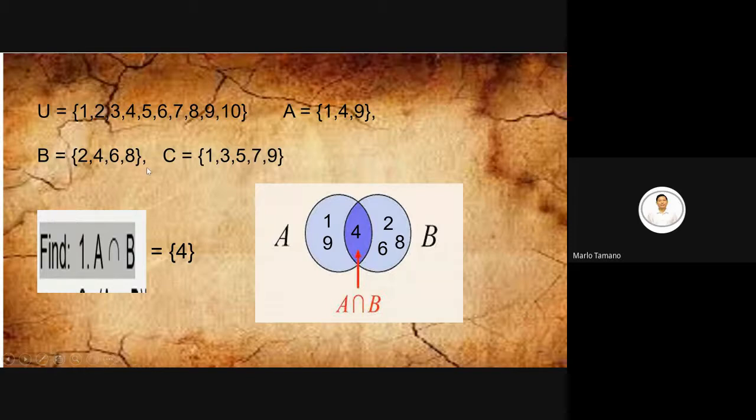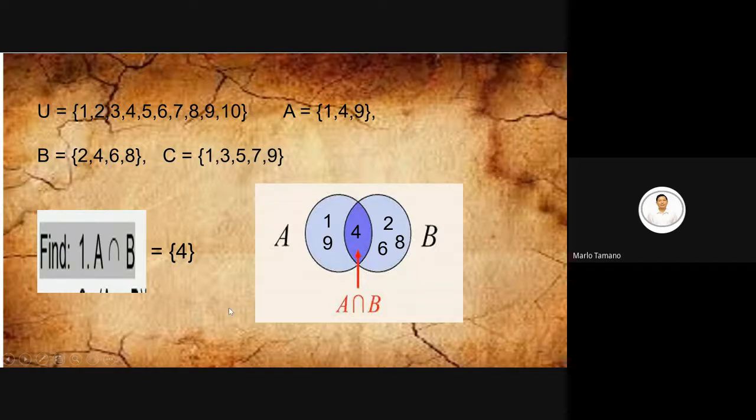Now, you try to evaluate, you try to examine. Ano pong elements common to both sets A and B? Ito yung A, tapos ito yung B. Anong elements common? 4. And that is correct. 1, walang 1 si B. 4, mayroong 4 si B. 9, walang 9 si B. So, 4 lang po. And that is the intersection.